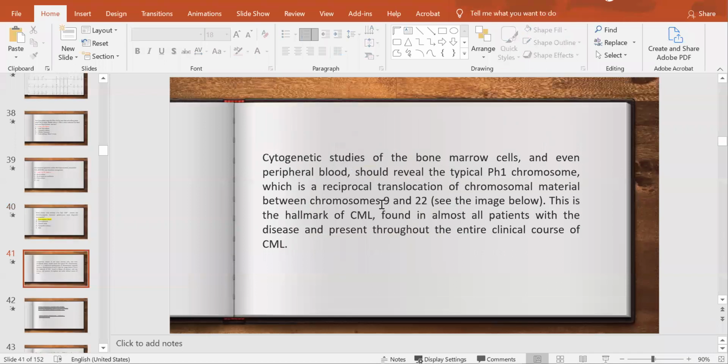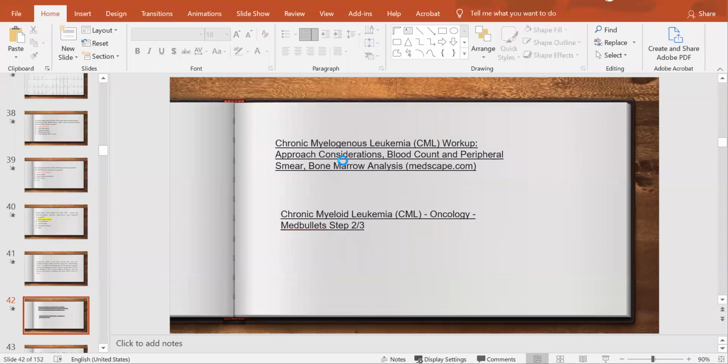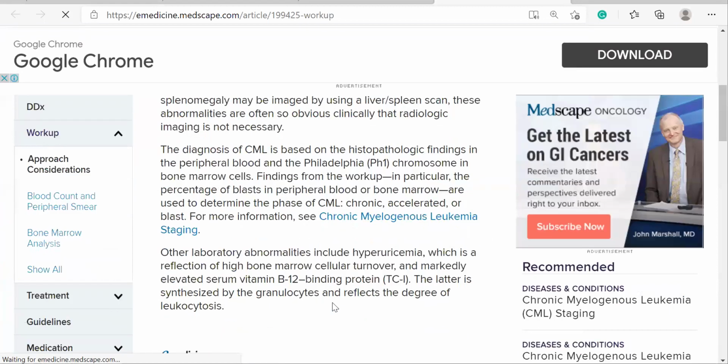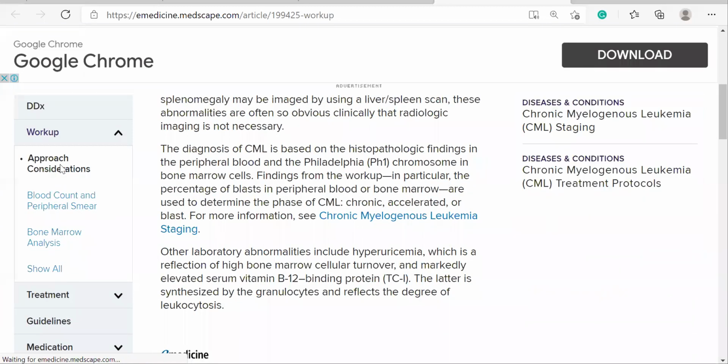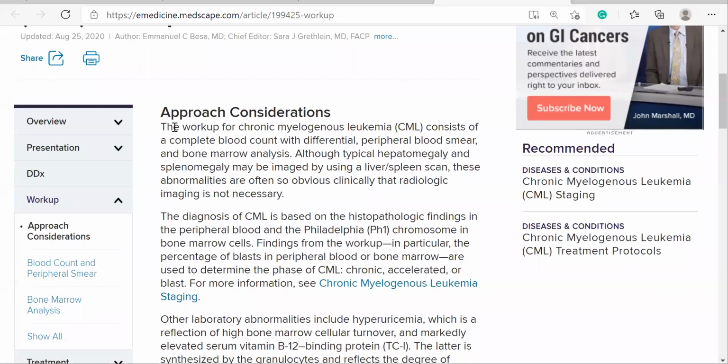Now, about the CLL, or not the CLL, CML. If we go to the CML in here, in case of workup for chronic myelogenous leukemia, again, we will do complete blood count with peripheral blood film. We will do bone marrow analysis. In this case, mainly in case of CML or CGL, you will get hepatomegaly and splenomegaly, which is a very, very important finding.